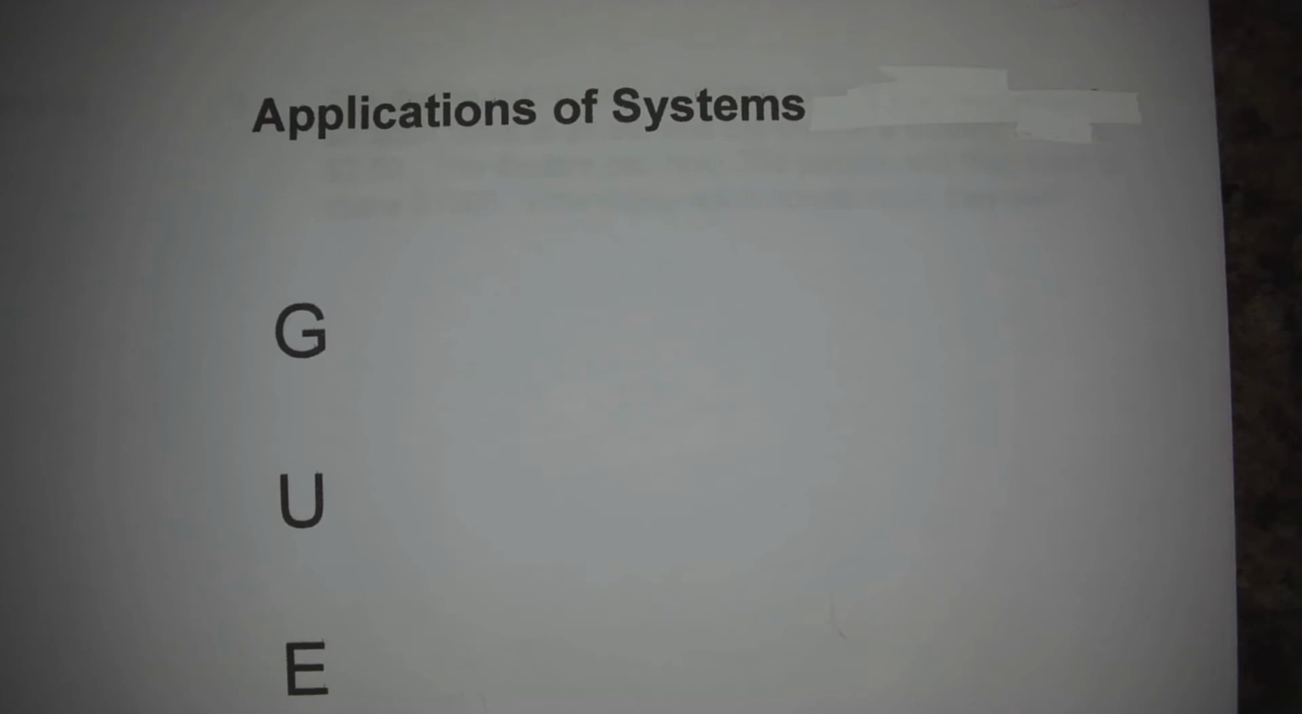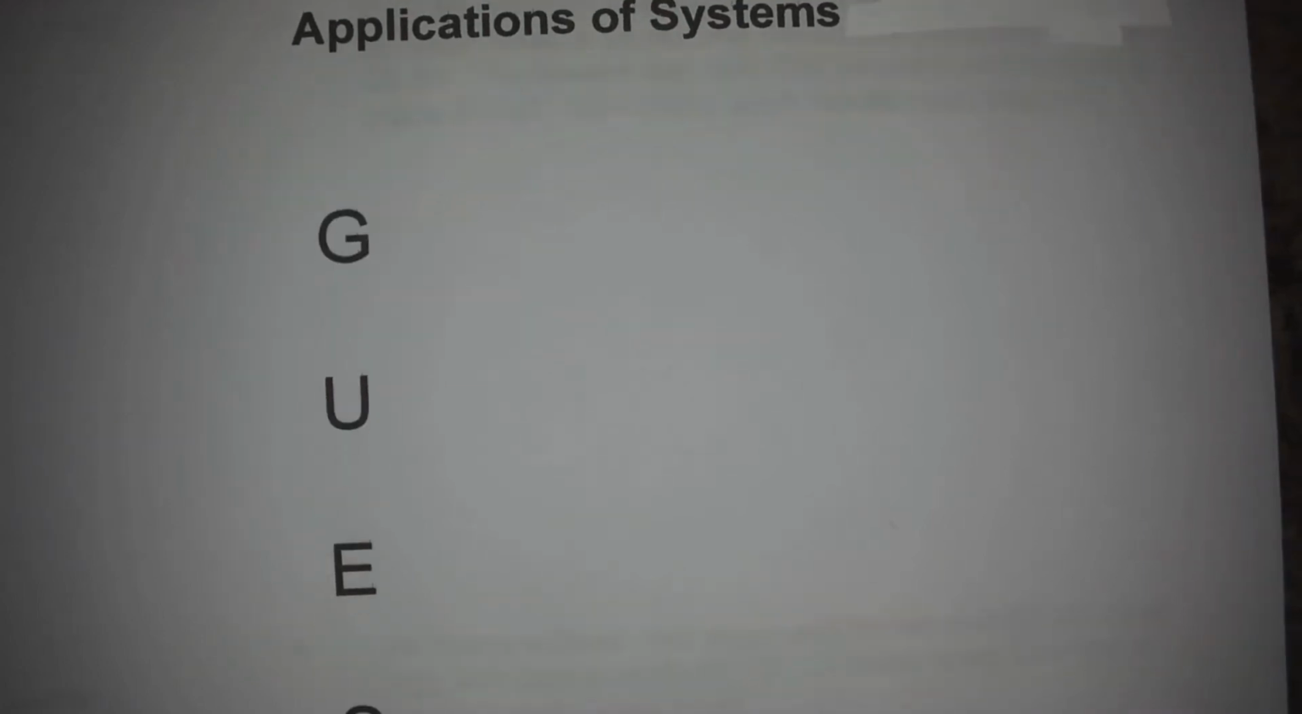Here we are with applications of systems. We are going to be creating equations from word problem situations or scenarios. So, first things first, we're going to talk about the little acronym GUESS. GUESS gives us the steps necessary to get the information and create the equations we're going to need to solve to get our answer for the unknowns.